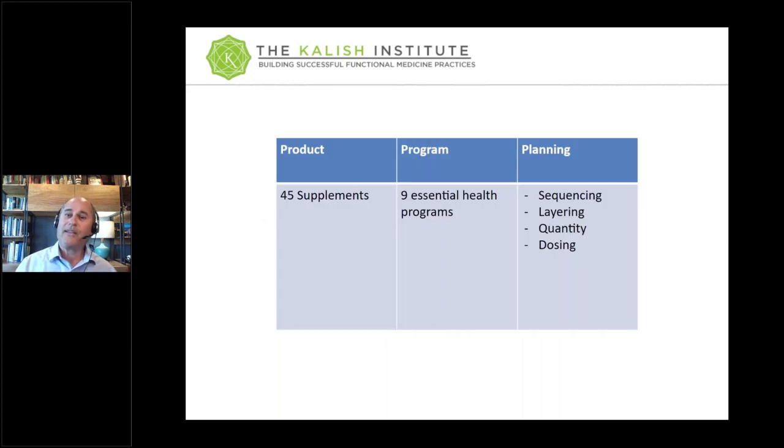There are also, in my mind, you should narrow your apothecary down to 45 supplements.